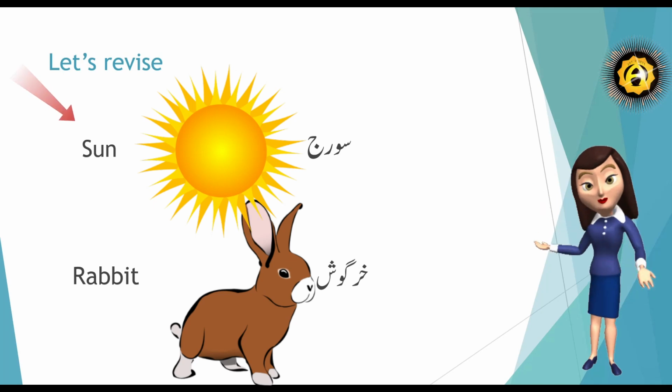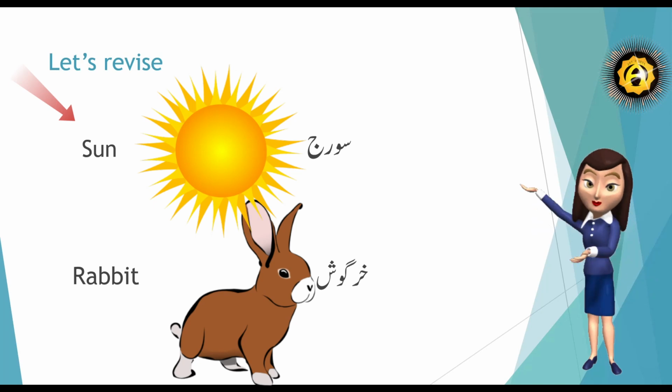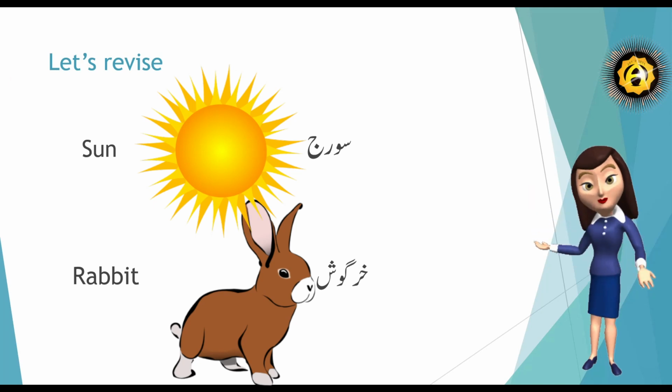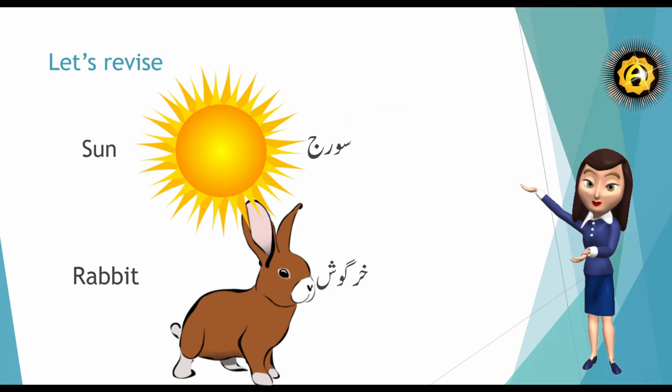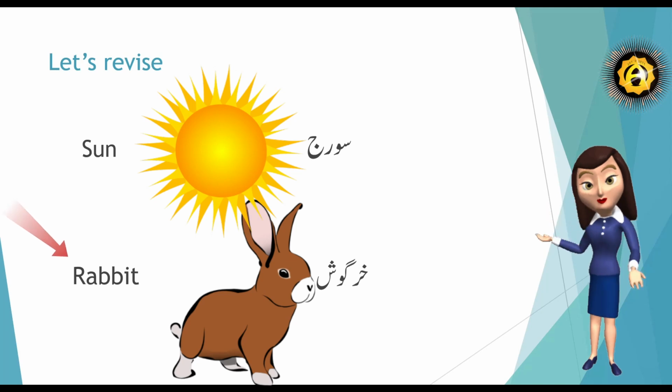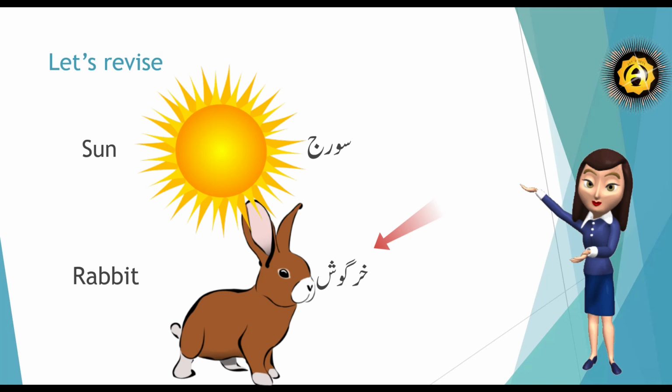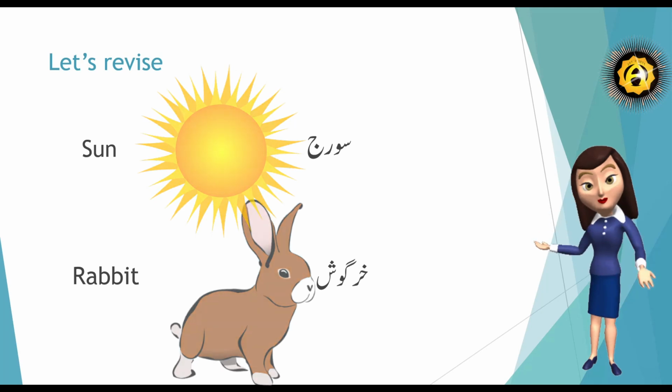Sun, the big yellow, very warm thing that brings the day to us. Sun. And in Urdu, Suraj. Then we say rabbit. It is an animal or bunny. And in Urdu it is khargosh. Khargosh. Repeat and revise, all right?